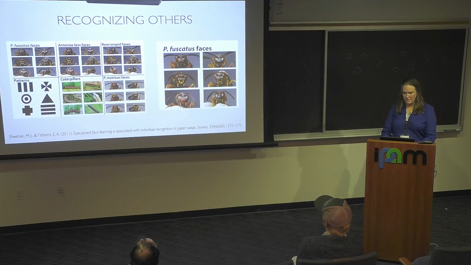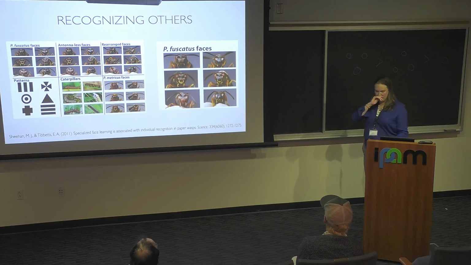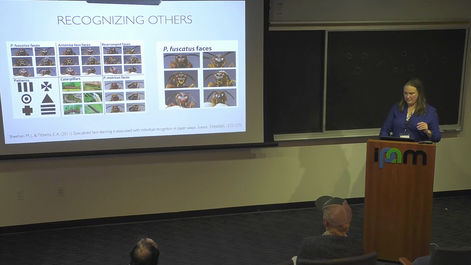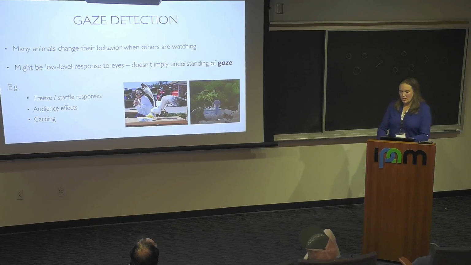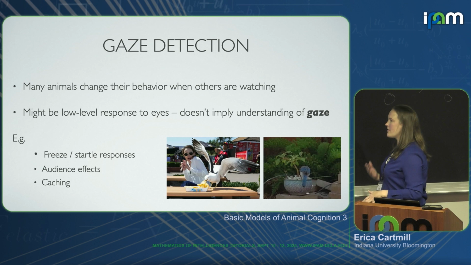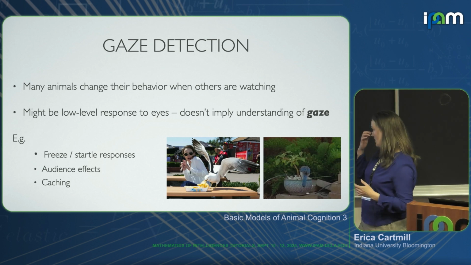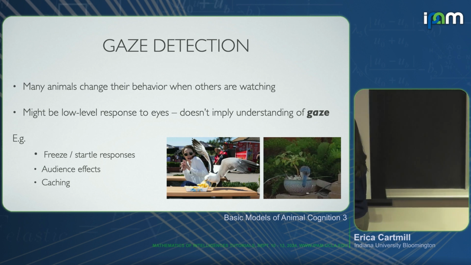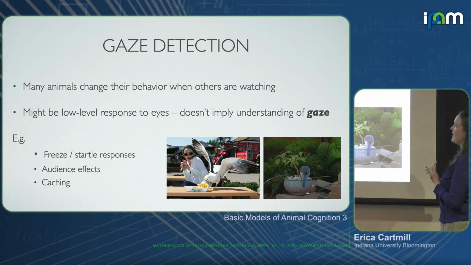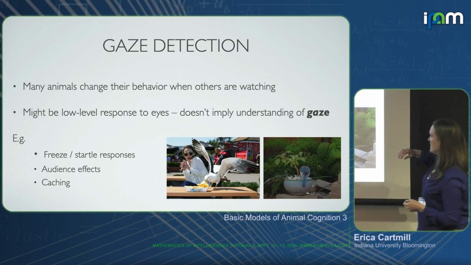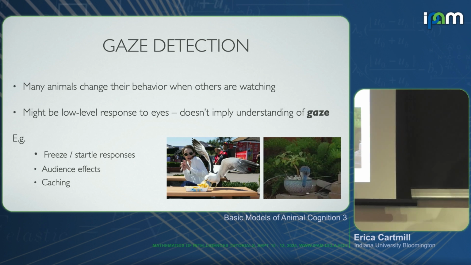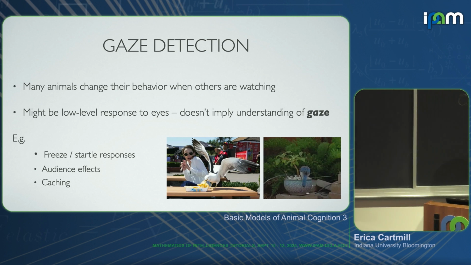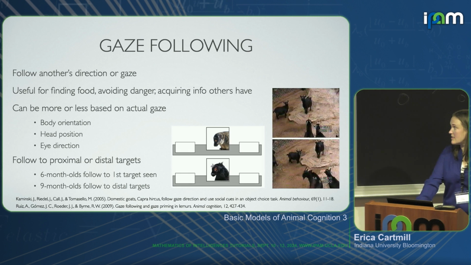All right. I'm not going to walk through, but just give you a couple of other topics, and then I want to walk through another study in more detail. These are other areas of work that people are interested in when it comes to recognizing others and information about others. There's a distinction between the ability to detect gaze and the ability to follow gaze.